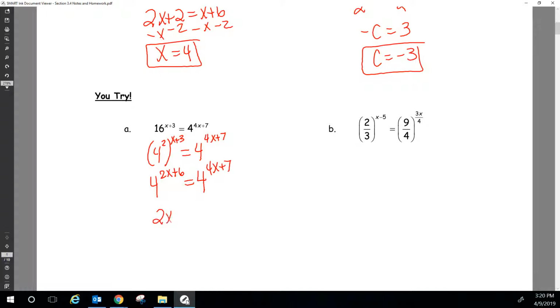So 2x plus 6 is going to be equal to 4x plus 7. Subtracting 2x, I get 2x. Subtracting 7, 6 minus 7 is negative 1. Dividing by 2, I get x is equal to negative 1/2.